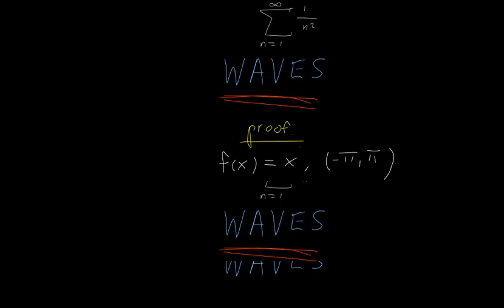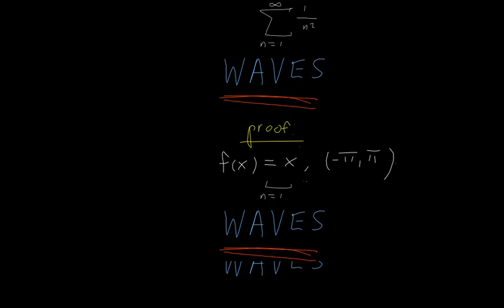Now, automatically, you'll notice that this function is odd. If you test f of negative x, inputting a negative for every x, it spits out negative f of x, the negative of the function. Since the function is x, f of negative x equals negative x. That makes sense, so this function is odd.